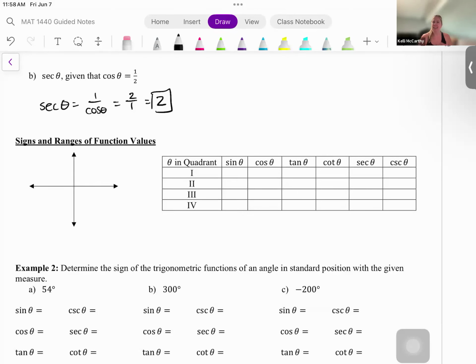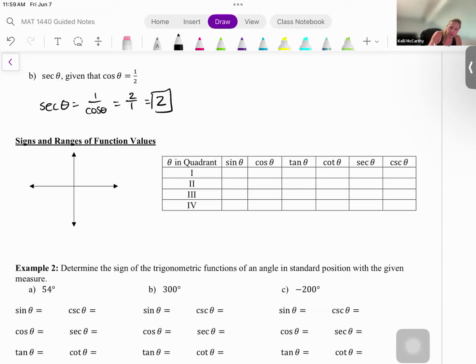Now we're going to look at trying to summarize the sign, so positive or negative, of our function values, depending on where that terminal side lies, what quadrant it lies in. This does have implications for ranges, but we're not actually going to talk about ranges until we get to graphing our functions. All right, so depending on where our terminal side is, whether it's in quadrant 1, 2, 3, or 4, let's determine what the sign of our 6 trig functions would be.